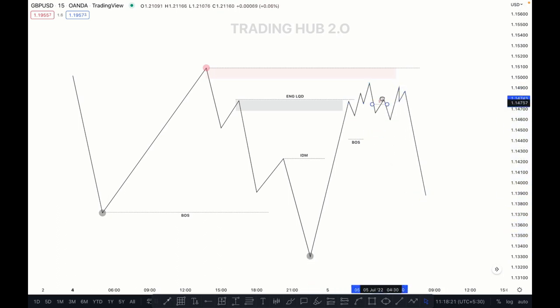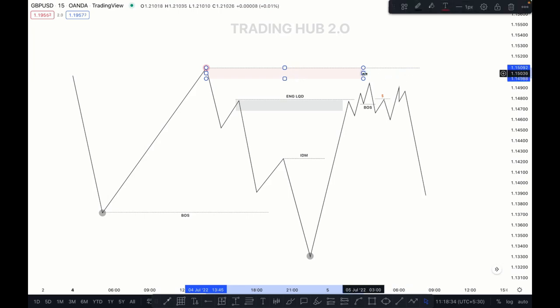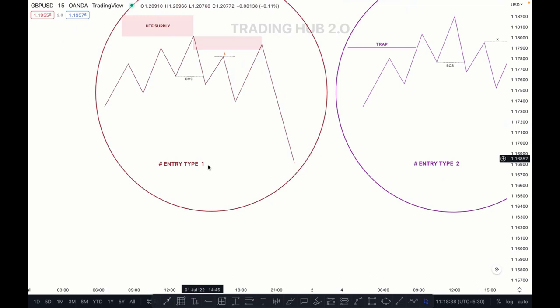like this, correct? Because you know the market took out the engineering liquidity. Our main purpose is taking out the engineering liquidity, not mitigating the zone, correct? If the market mitigates the zone, which is very good, then you have to apply entry type 1, okay, like this, okay, the market took out the minor inducement and we can sell here, okay?